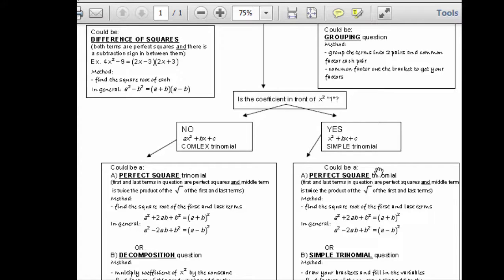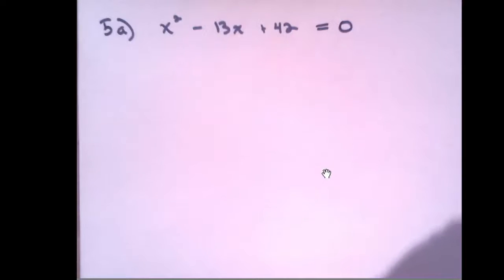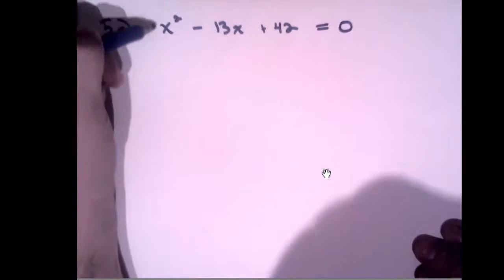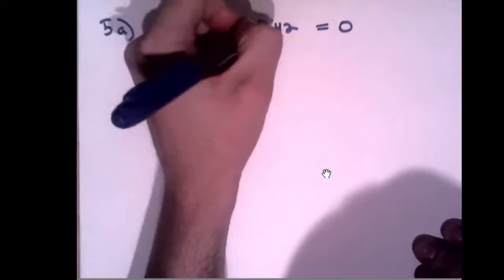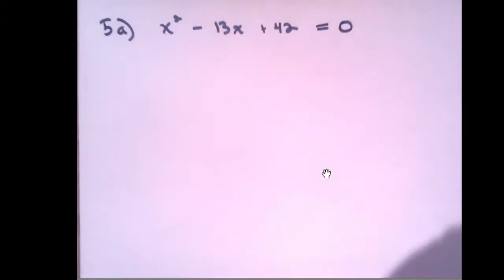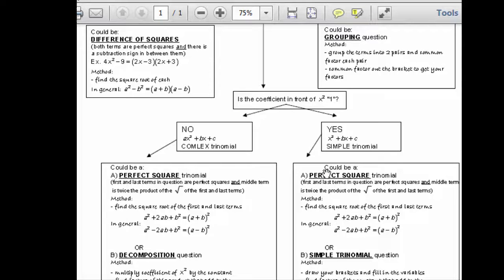And let's check if it's a perfect square trinomial. If it's a perfect square trinomial, you would be able to take his square root and his square root, and they would have to be perfect. Unfortunately, the square root of 42 gives decimals, so it is not a perfect square trinomial. Therefore, you end up with a simple trinomial.